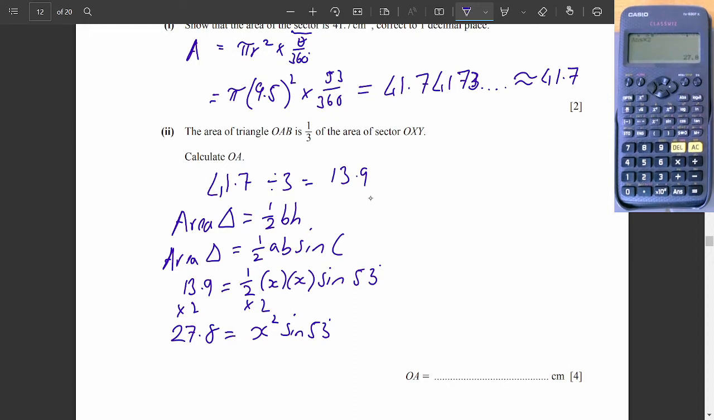Okay, let's get rid of the sin 53. Remember, this is x squared times sin 53, which means we're going to divide by sin 53 on the opposite side. So this is 27.8 divided by sin 53 equals x squared. Let's type that into our calculator. And we get quite a substantial answer there. Let's write it here. 34.809, etc. equals x squared.